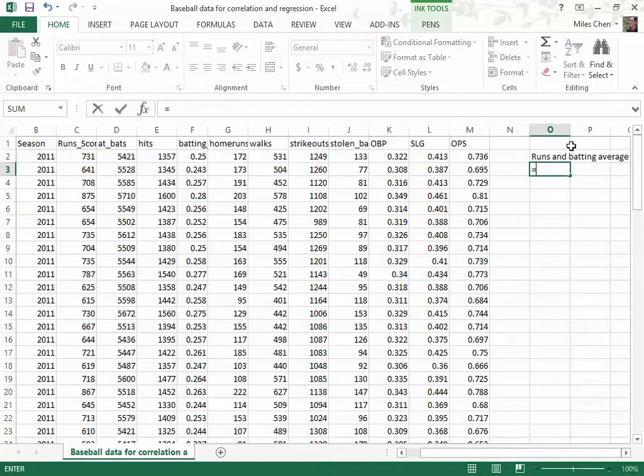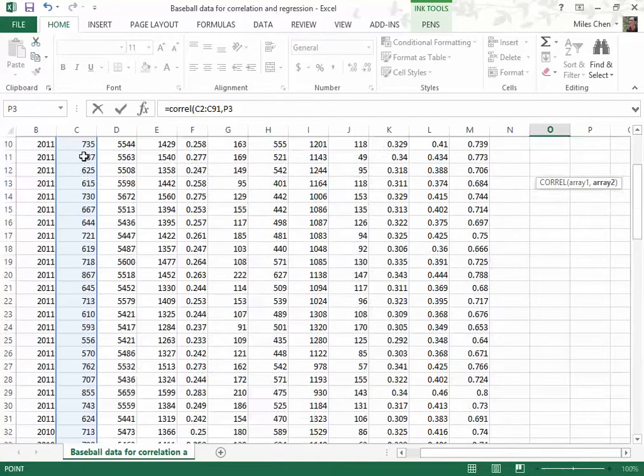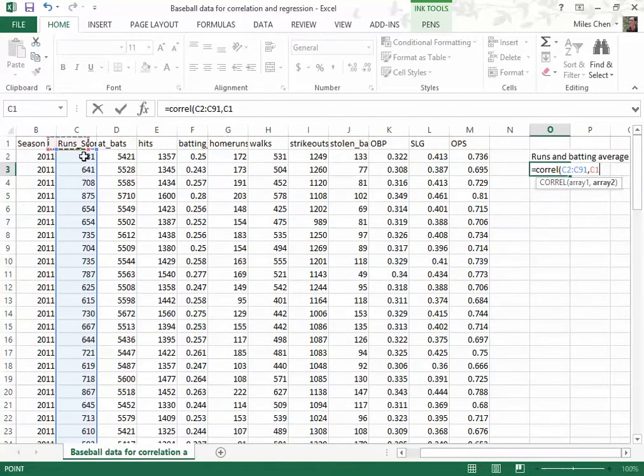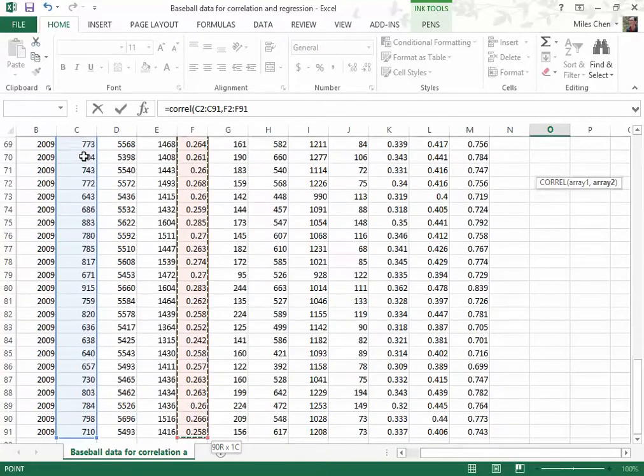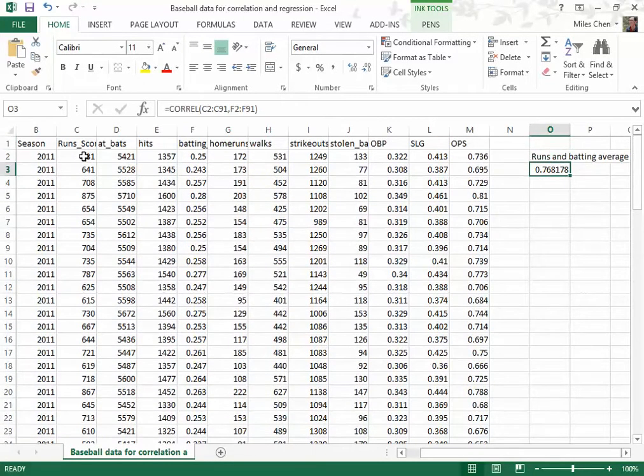Okay, so we're going to do runs and batting average. I'm going to do the correlation between runs, C2 through C710, and we're going to do the same thing for batting average. And I get a correlation of 0.768. That's pretty good.